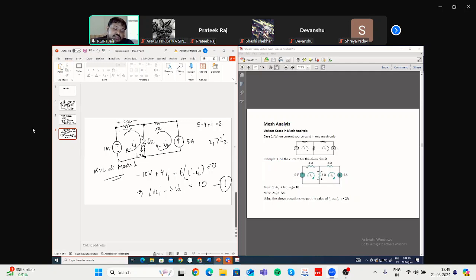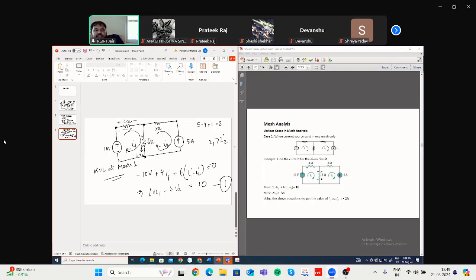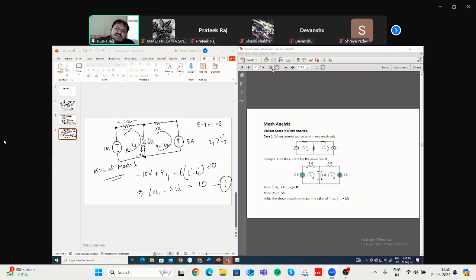Is it clear how to apply KVL in a particular mesh? Let me know in the chat. Now the circuit is given to you. Can you write the KVL equation of mesh 2 in the chat? Yes, sir, please write it down. In the chat, you can write I1, then I2, and so on, with plus and minus, all of it you can type in the chat. Please try to answer that. How do you write the KVL equation in mesh 2?